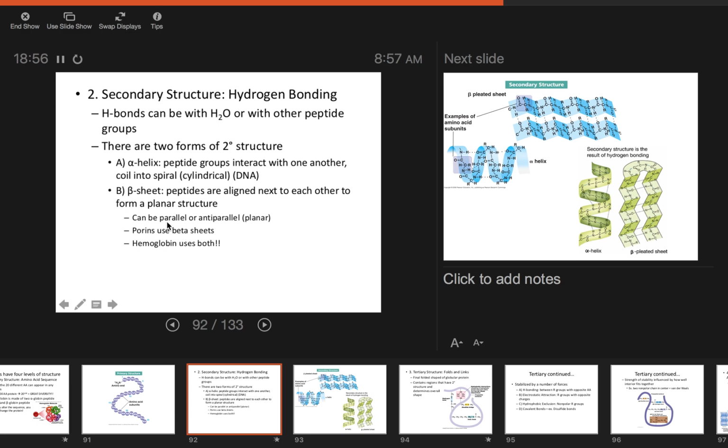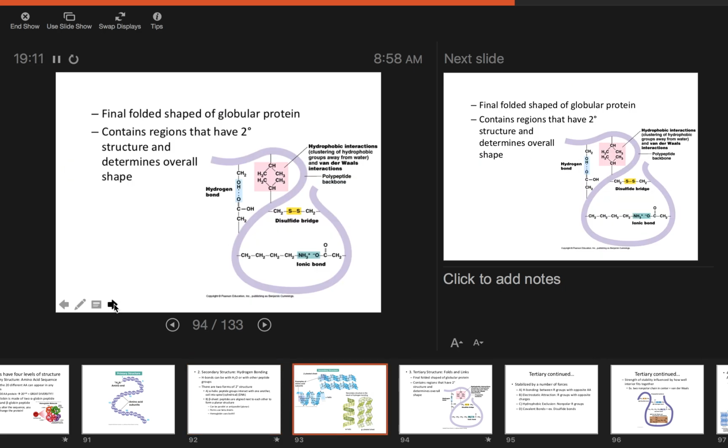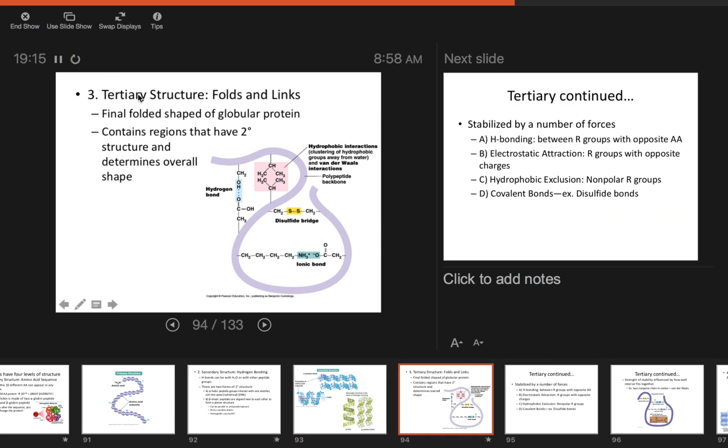Can I get back to you on that, because you're going to see it in the tertiary picture. Okay, the third level is tertiary.